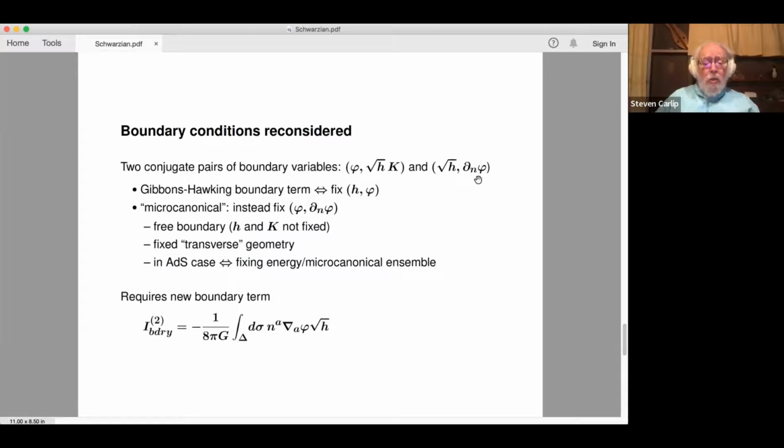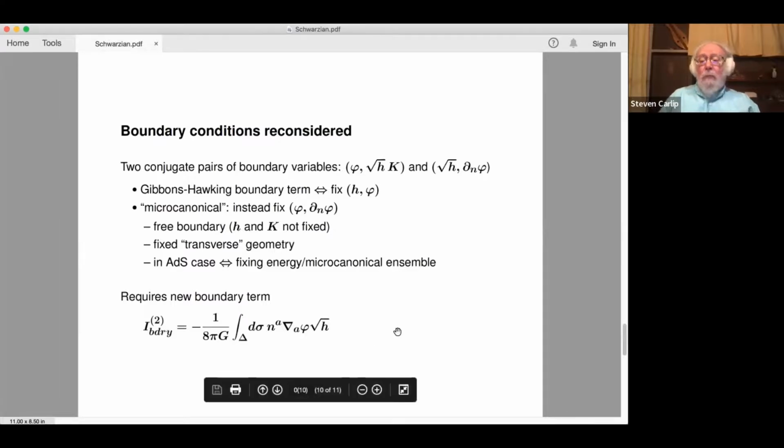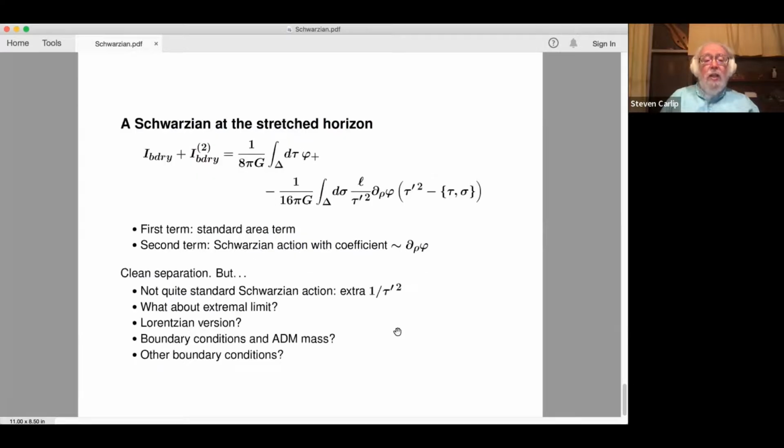Now, if you change the boundary conditions, you change the boundary terms as well. And it's straightforward to check that in order for the action with these new boundary conditions to have an extremum, you need to add a second boundary term. So now it's just a matter of doing the calculation. We know what the extrinsic curvature is. We know what the normal vector is. We know what the metric is at the horizon. We just do the integrals.